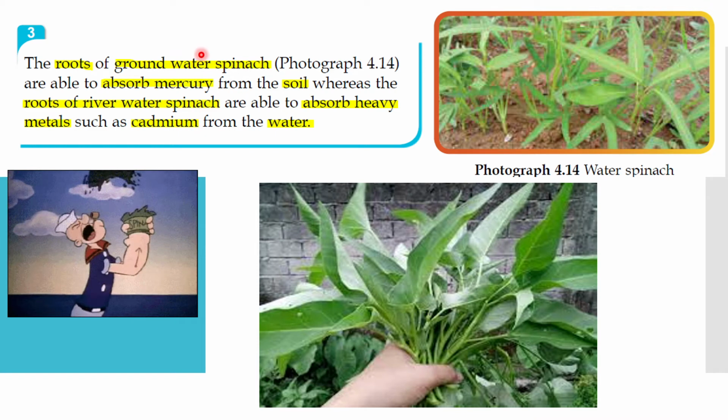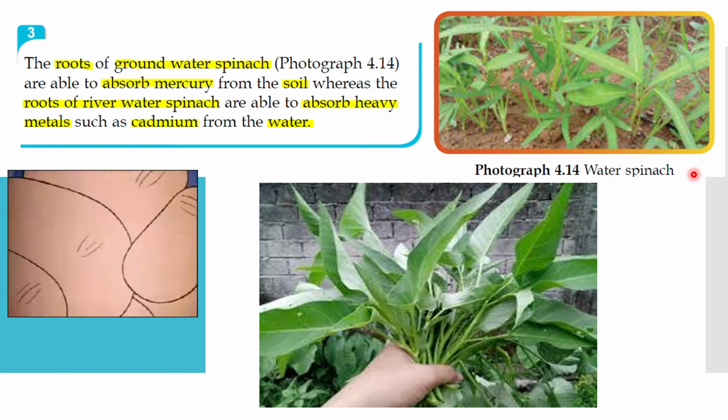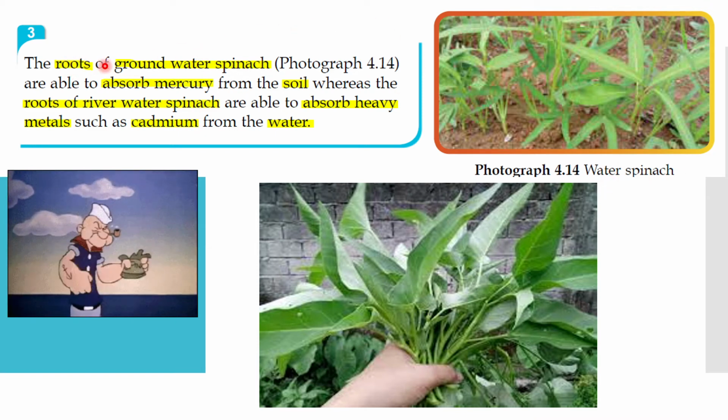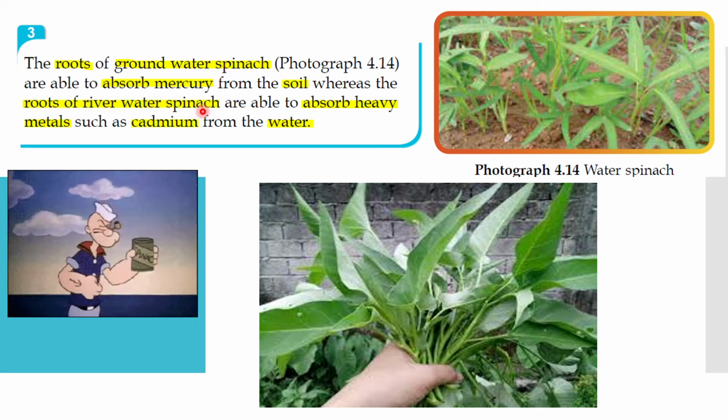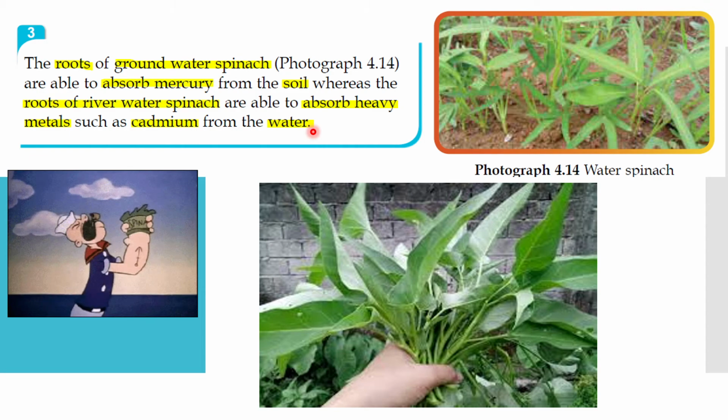Okay, another example is the water spinach. So again, the roots are the ones playing the role, able to absorb mercury from the soil. Whereas the roots of the river water spinach are said to be able to absorb heavy metals like cadmium from water. So we have seen a few examples of these phytoremediation plants.